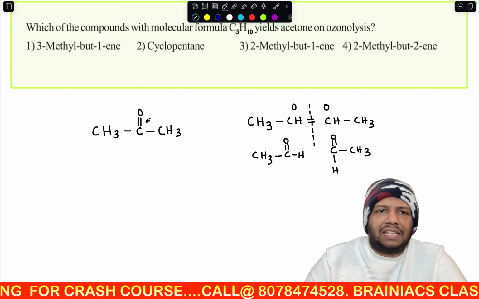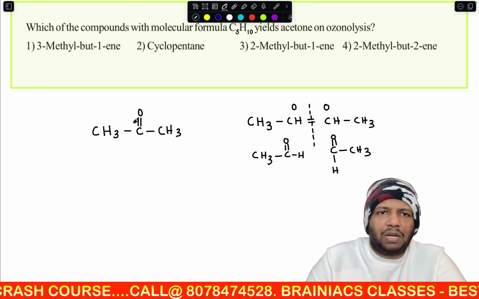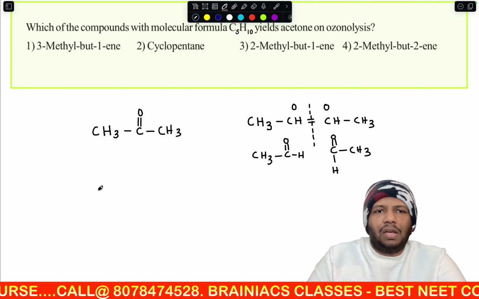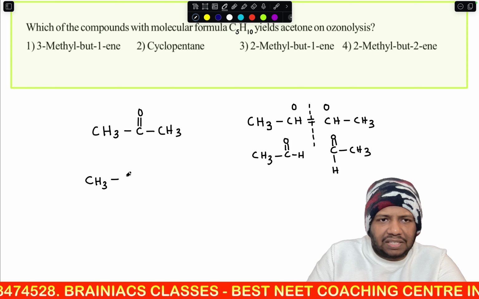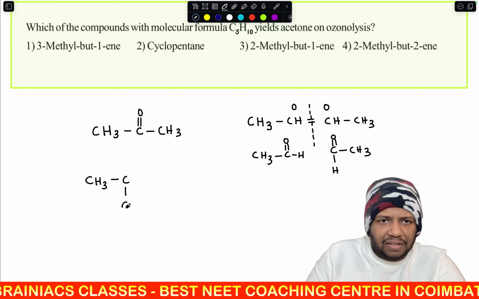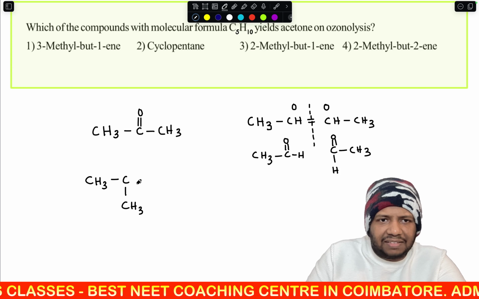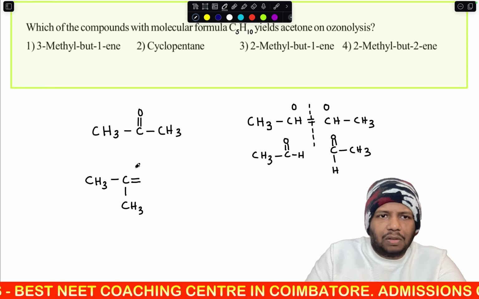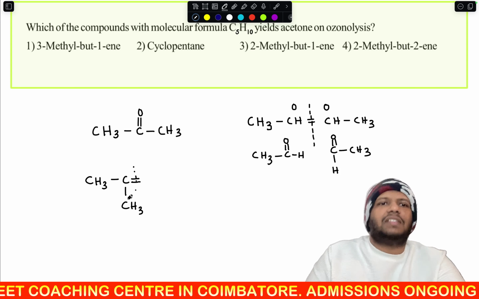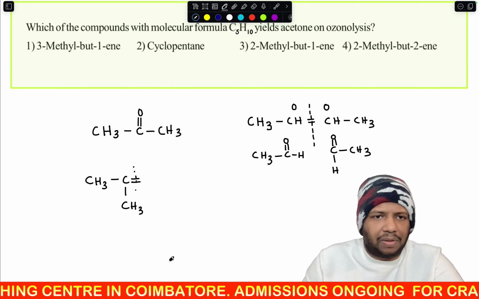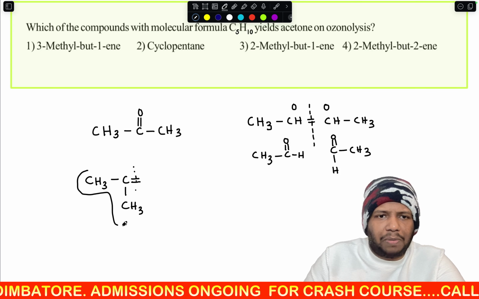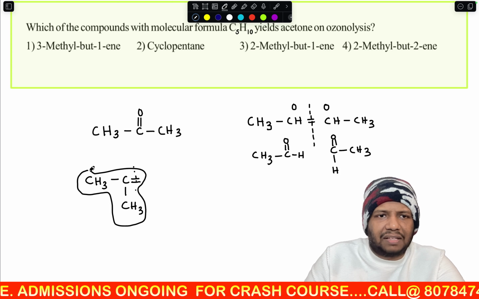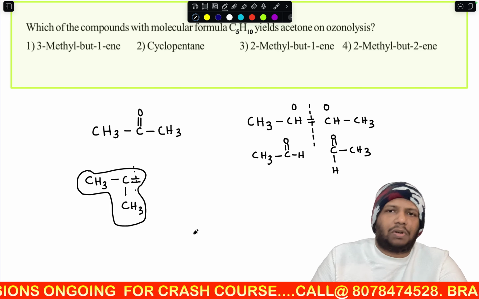So I know that C double bond O is coming because of ozonolysis. My actual compound should be something like this: CH3 C, with another CH3 here, then a double bond here. This double bond is broken and oxygen comes here, that's why C double bond O is formed. So this is something that should be present in my parent compound. Based on this, I can select the compound.